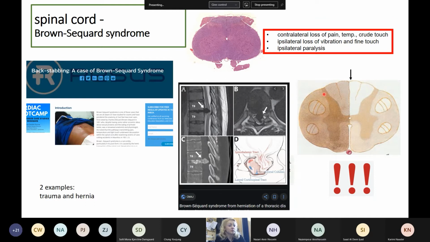And when you did the pathways, we did it together, which sensory tracts and which motor tracts are running in the spinal cord and in which part. So there is ipsilateral paralysis. Why? Because the corticospinal tract, which supplies the extremities, the lateral corticospinal tract, is already crossed in the medulla. So these are already the crossed fibers innervating the same side. So there will be ipsilateral loss of motor functions.